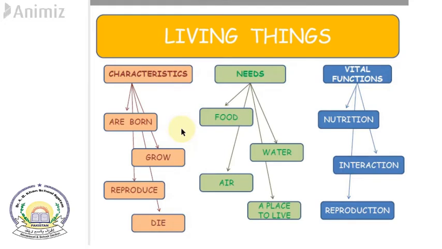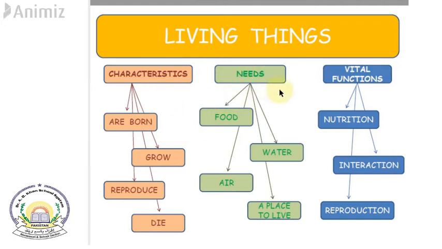Can you identify any living thing near you which is born, which grows, which reproduces, and which dies? Yes, human beings are living things, because a human being is born as a baby, then grows into a child, and then into a man or woman, who reproduce and make more babies. Those babies grow up and make more babies, and when a human being gets old, he or she dies. So these are the characteristics of living things. Similarly, animals are also living things, plants are also living things.